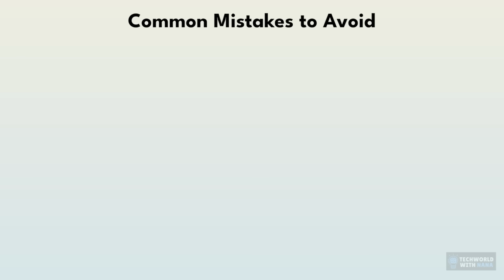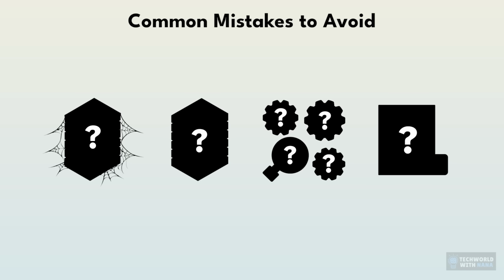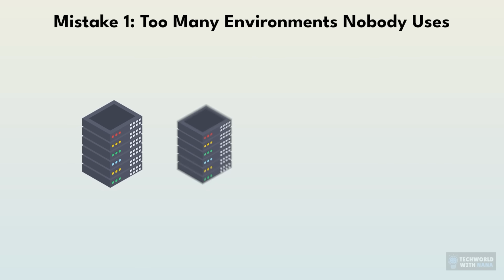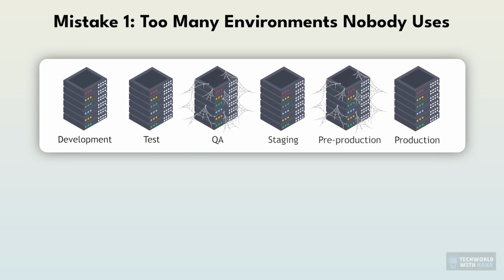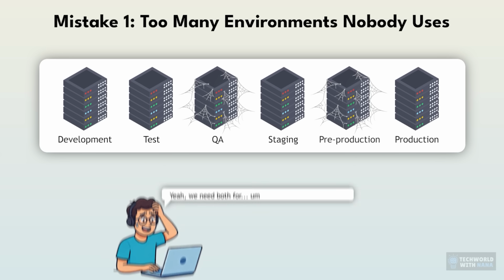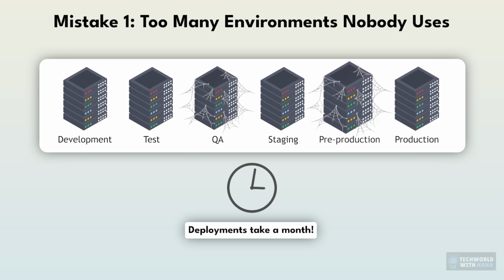Now, before we wrap up, I want to show you a few common mistakes that I've seen in practice, and you may recognize yourself in one of them. Mistake number 1 is too many environments that nobody uses. I've seen companies with 6 environments, and nobody can explain what makes pre-prod different from staging, for example, and why they need both. They added environments some years ago for reasons nobody remembers anymore, and now they maintain all 6, and deployments take a month.